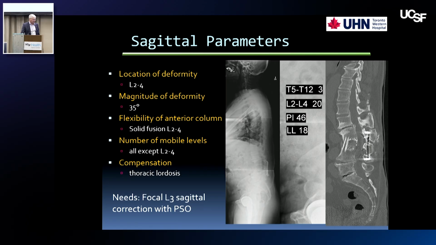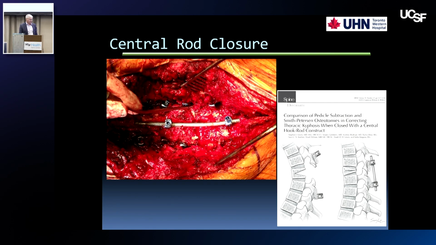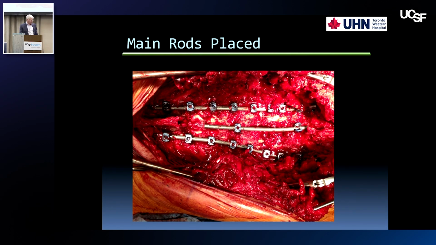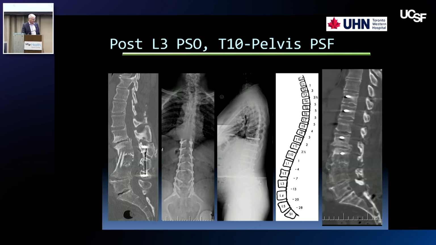We ended up looking at him and saying, well, he's solidly fused. I don't think I'm going to get a lot from the bottom. And so we ended up doing a PSO through his fusion mass, which we describe with the central rod for closure. And you can see we got a pretty nice correction.